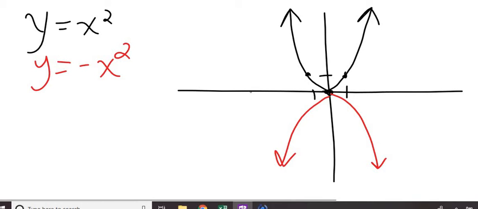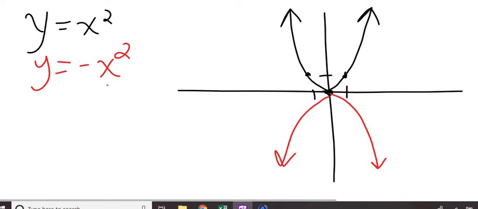If I'm reflecting about the x-axis, imagine that you fold that piece of paper, or that it's looking at itself in a lake or a pond or a piece of water. What is it going to look like if you look at yourself in a lake? Well, it would go in the opposite direction. So it would look like this.